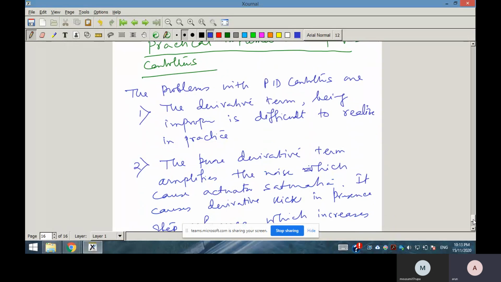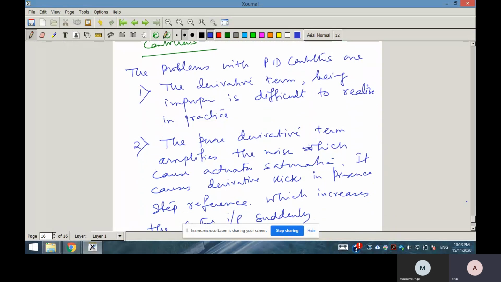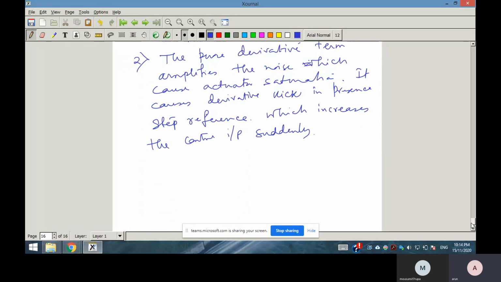One is that the pure derivative term is difficult to implement. Even if you use a differentiator and implement it, the problem is noise amplification. Noise will not be attenuated at all. The other thing is derivative kick. Because of derivative kick, an impulse, a sudden jerk, will happen in the controller output. The control input to the plant will have a sudden jump as you change the step reference input.